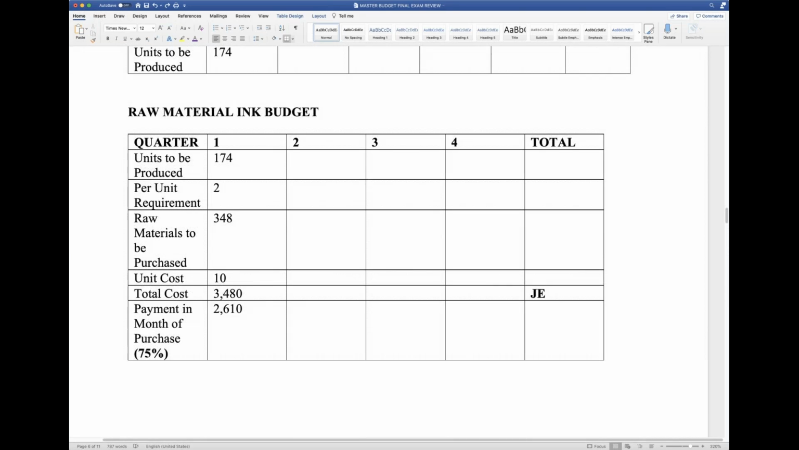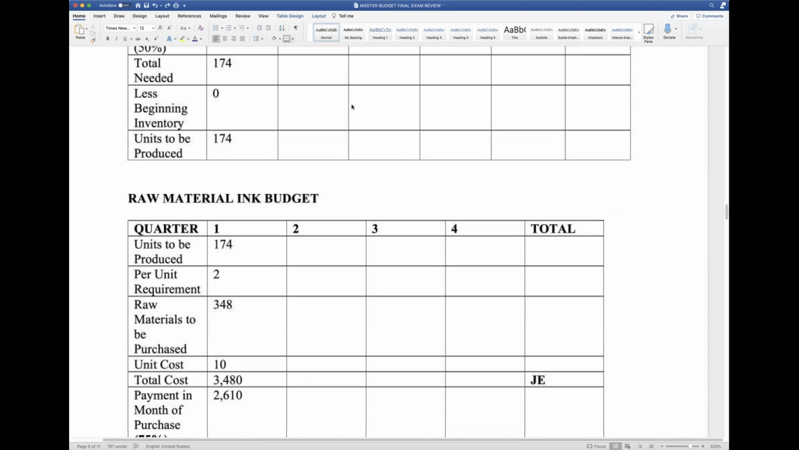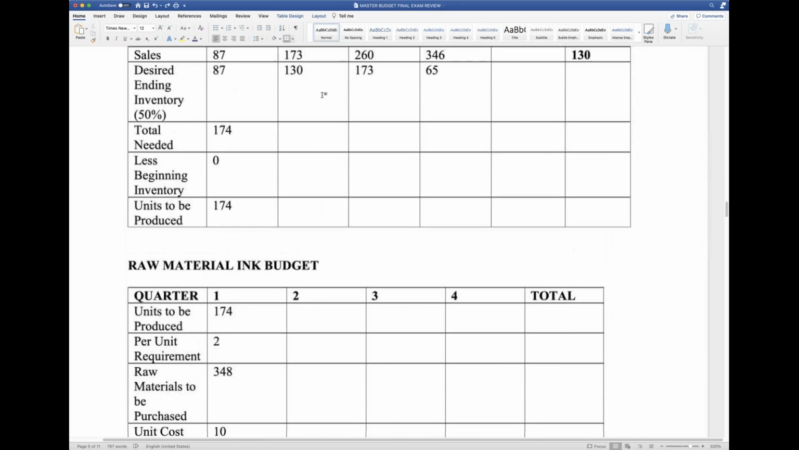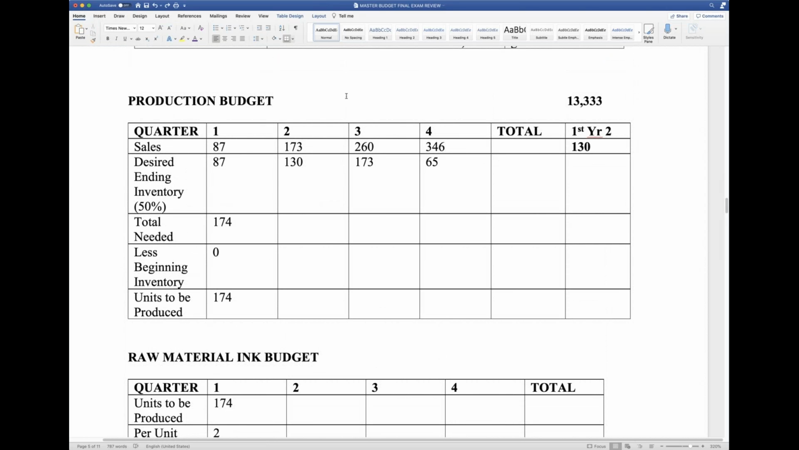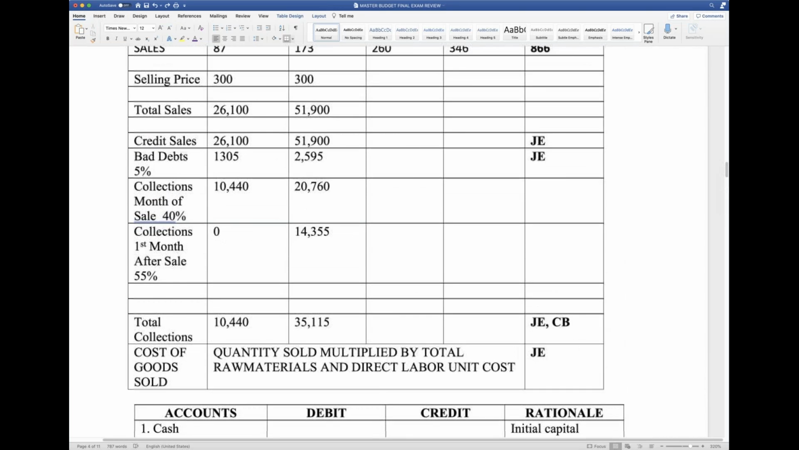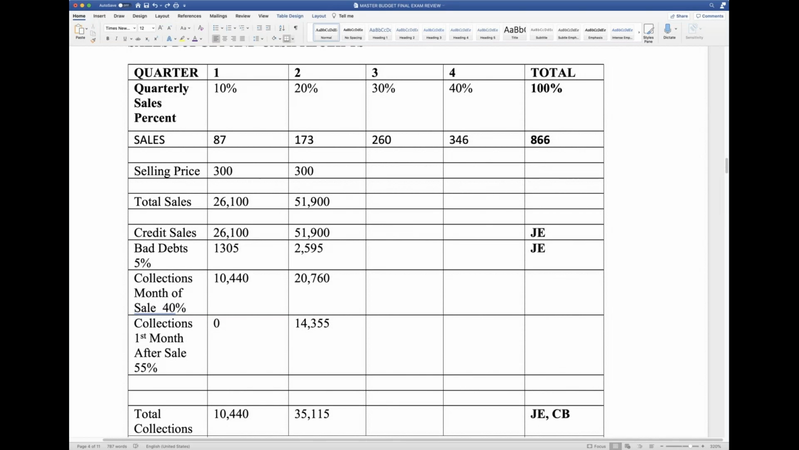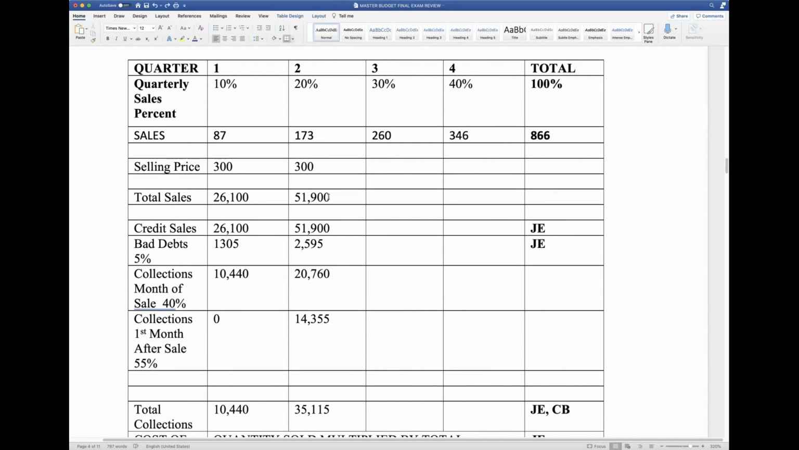Okay, where are we? Raw Materials, Inc. We need to start on the second quarter. So Brady, you got to come up here and get your production budget straight for the second quarter. What, y'all not gonna start at sales budget and cash receipts first? We're done. Does anybody want to start this over?